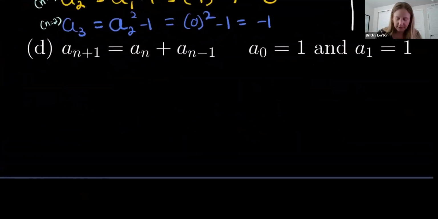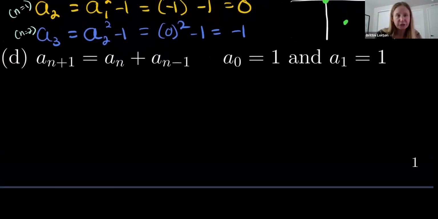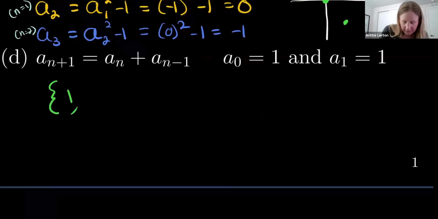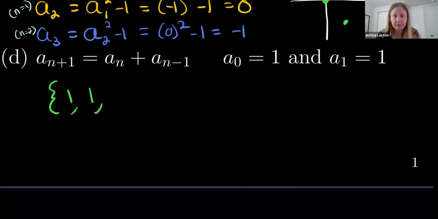Okay, let's do one more example, part D. Let's list out a few of those terms. So I'm going to do this nice and slowly. It tells me that the first term is 1, and it tells me that the second term is 1. This one started counting at 0. Sometimes we start counting at 1. Don't be surprised by that. You need to be comfortable going back and forth between them.